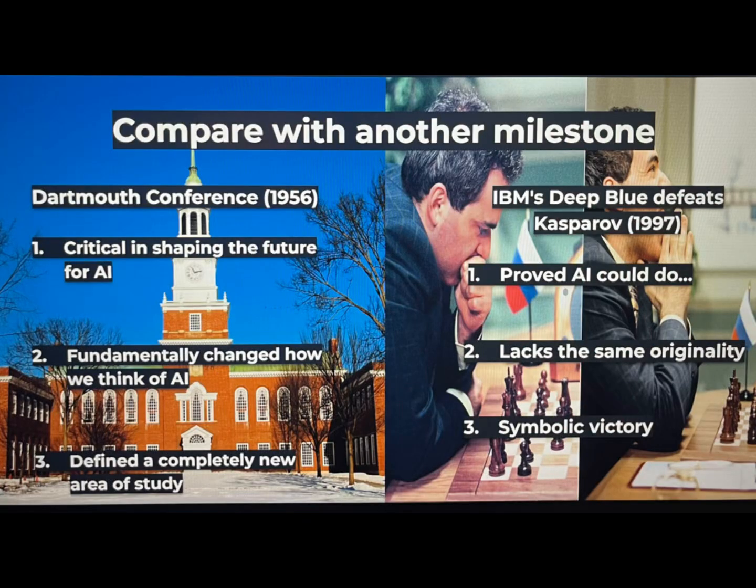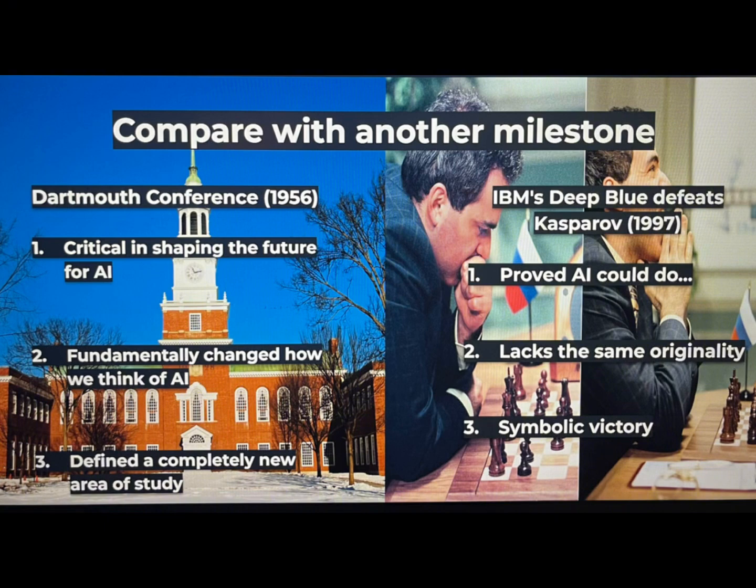So I'll be comparing the Dartmouth Conference in 1956 to IBM's Deep Blue chess victory over Kasparov, who was a Russian grandmaster chess player and was considered probably one of the all-time great chess players. He beat Bobby Fischer in the World Championships and some other really great chess players. And the Russian Chess Federation is considered to have one of the most rigorous training programs, and they produce some of the best chess players in the world. So when we're comparing the two, we're looking at why the Dartmouth Conference was more impactful.